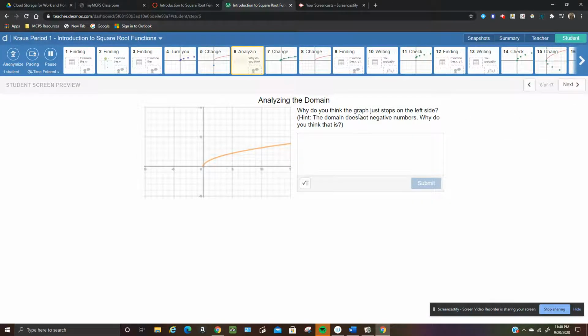Why do you think the graph stops on the left side? The domain does not have negative numbers. Why do you think that is? Because we can't take the square root of a negative number.